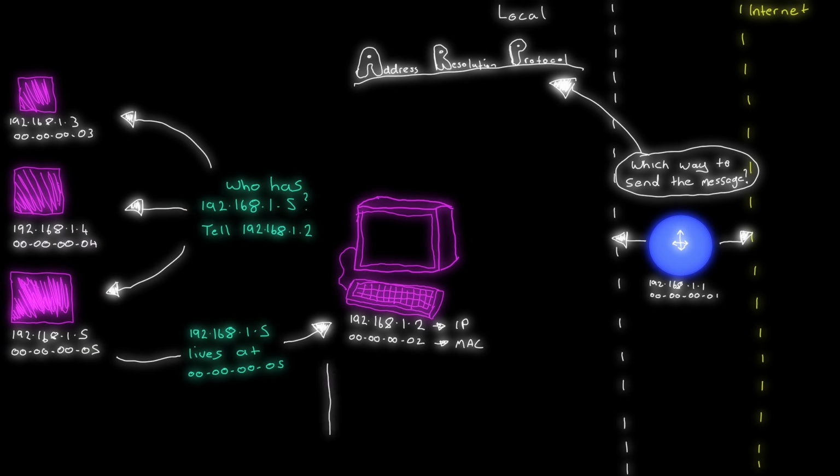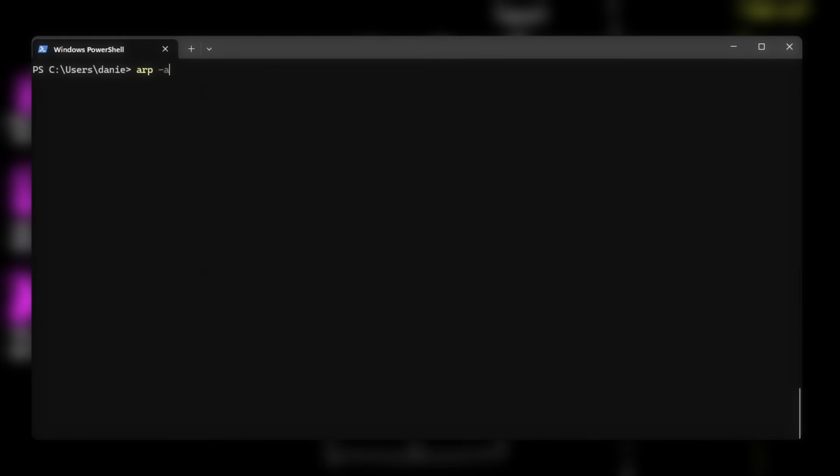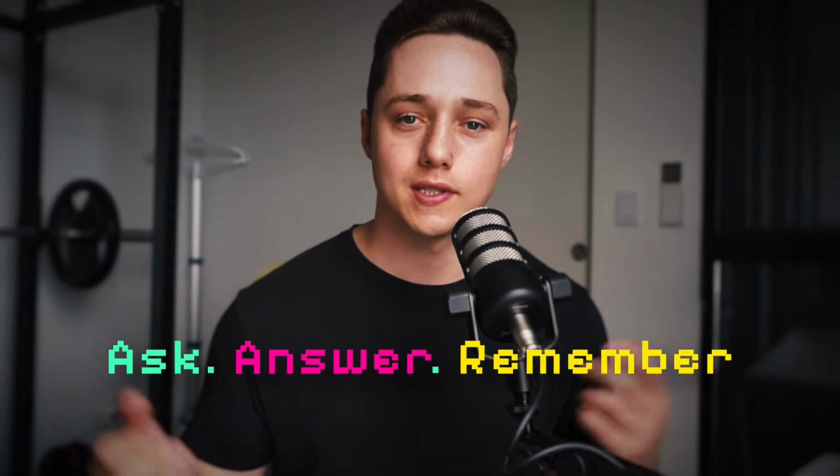Your machine writes that down in something called the ARP cache, a little lookup table that it keeps in memory. This is an ARP cache. Every entry is an IP address mapped to a MAC address. Your machine uses this table every time it wants to talk to another device on the network. Ask, answer, remember. That's all ARP is. But what happens when the answer is a lie?